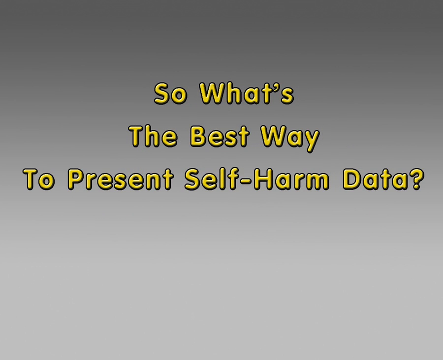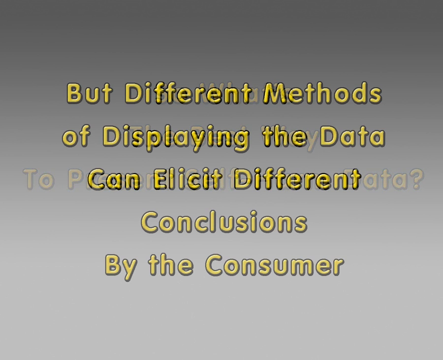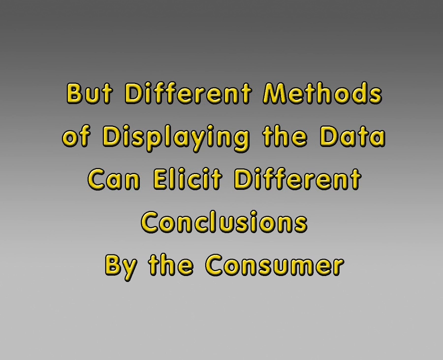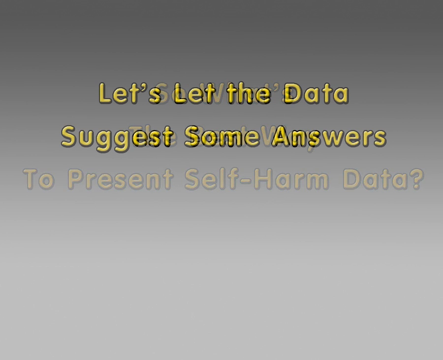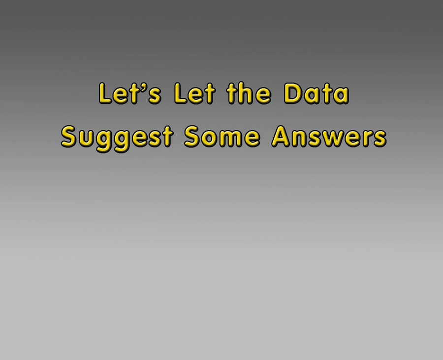The question becomes, how do you present self-harm data? As I believe I can show, different methods for displaying the data can elicit very different conclusions by the consumer. So what is the best way to represent the data? Let's look at the data for some characteristics, as the data suggests some ground rules. Let's see what the data have to say.